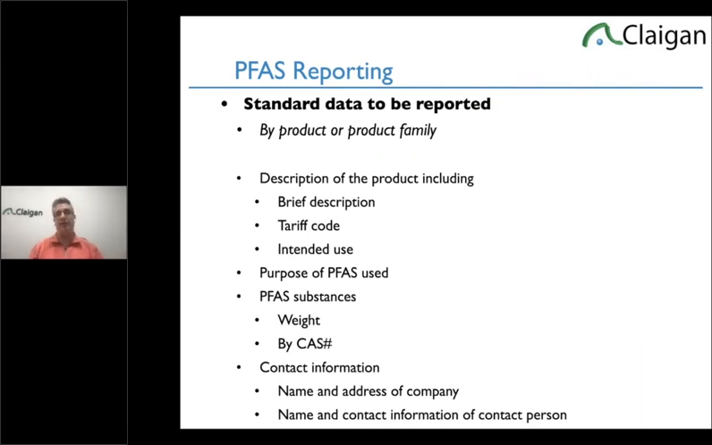So reporting, you need to have a description of the product, including a brief description, the tariff code, and intended use. Awesome. What's the purpose of the PFAS in it? Awesome. What PFAS is in there by CAS number and by weight? Awesome. So that's the answer we need to know. Which PFAS in which product or product family? What's the PFAS in it? Where is it used? And how much of it's there?